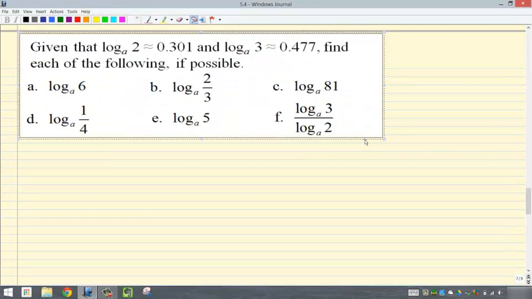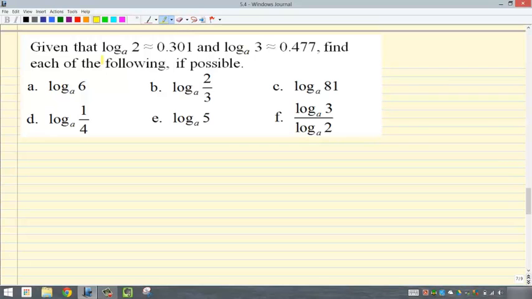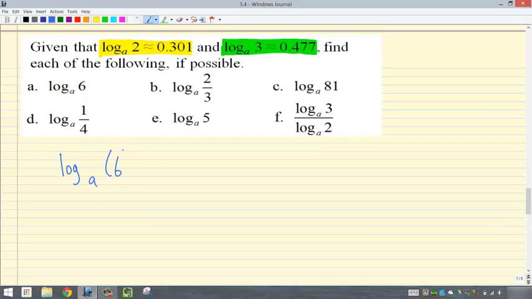How do we do problems if we don't have a calculator? Well, maybe we can give you a little bit of information. And that's what this is. This is a really good problem. They're starting out by telling you that the log base a of 2 is equal to 0.301, and they're also telling you that the log base a of 3 is approximately this decimal. Now we don't know what a is. They're just giving us this information. And then they're saying, find out what log base a of 6 is.